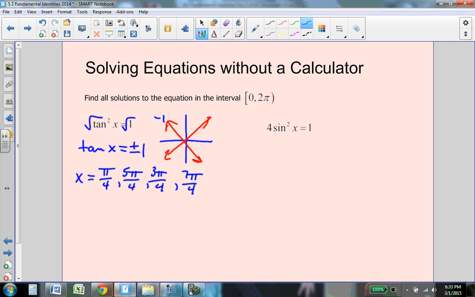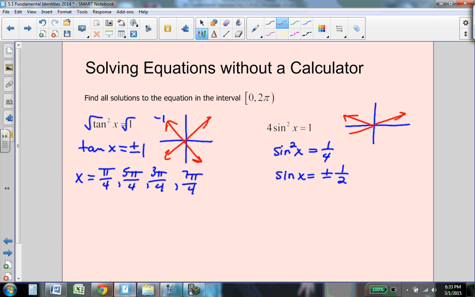Okay, moving over to the sine squared, I'm first going to divide by 4. So I have the sine squared of x equals 1/4. Taking the square root, I get the sine of x is plus or minus 1/2, which is the square root of 1/4. So again, I am looking for sine values that are both positive and negative 1/2. And that occurs in several different places. Sine values are your y values. So we've got some shorter angles to deal with here that don't go up as high.